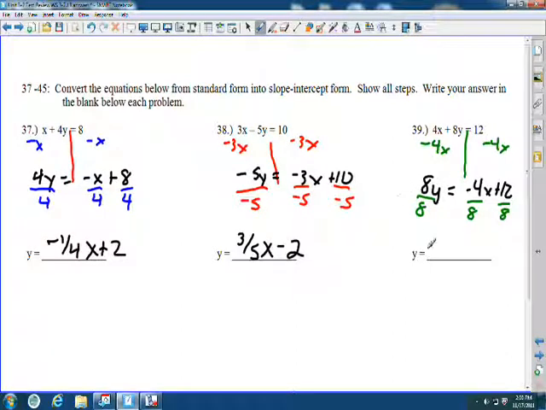And I have negative 1/2 x. Well, when you reduce that, I'll divide by 4, so I get 3/2. And you can just leave it like that, or you can put 1.5.